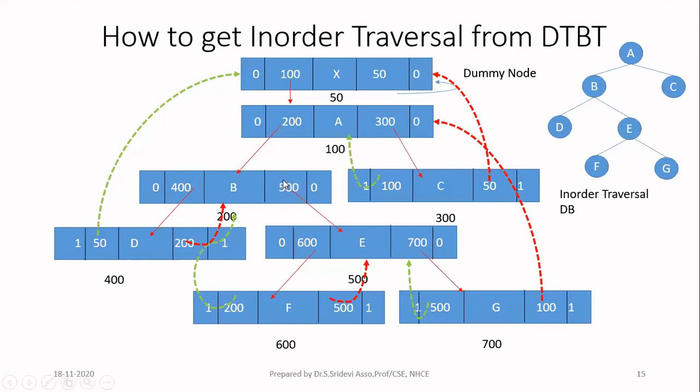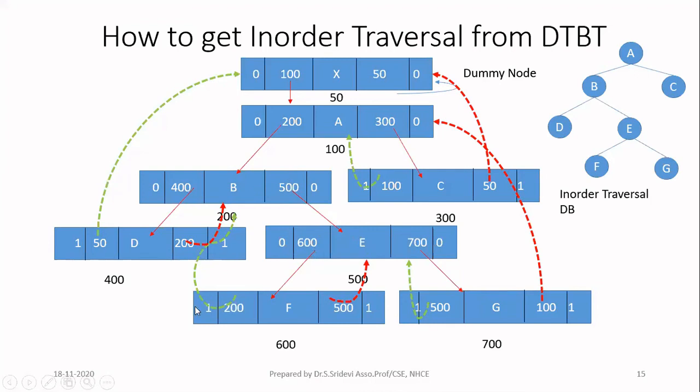So what you have to do is, once you reach a node like this, you take the right pointer and go to the next node. I'm taking this address 500 and going to the next node, that is E. Then you check the left pointer of that again. Here the left pointer is 0. That means it is not a thread. So take this address 600 and again go to that address. So I'm going to 600.